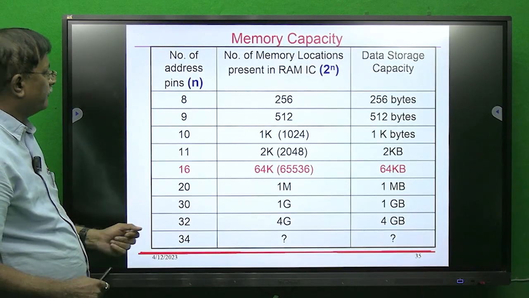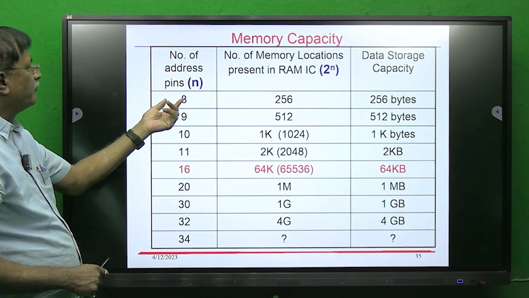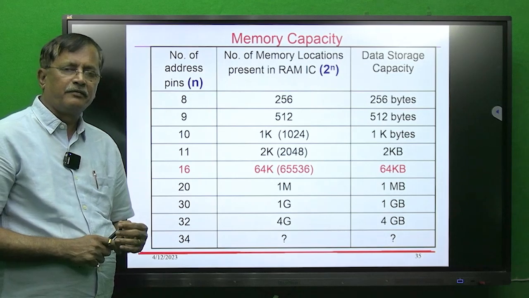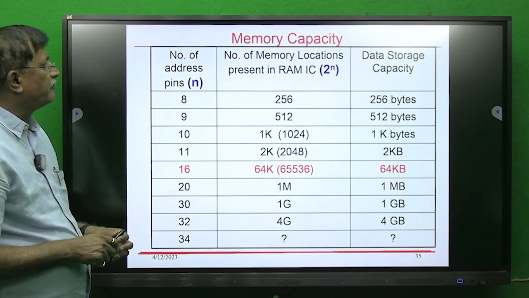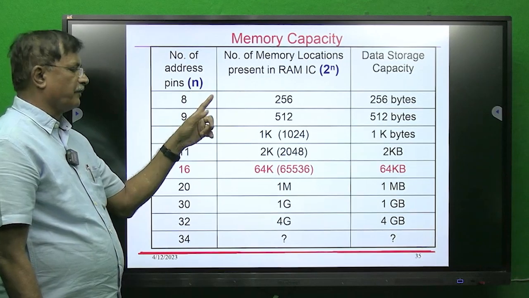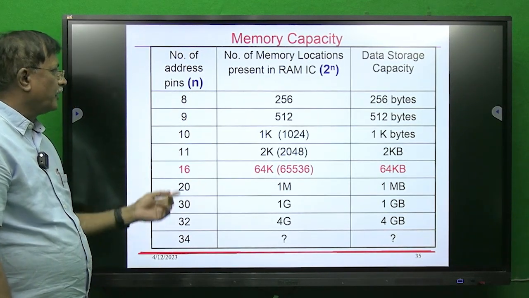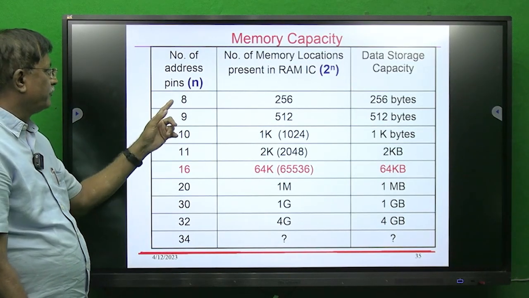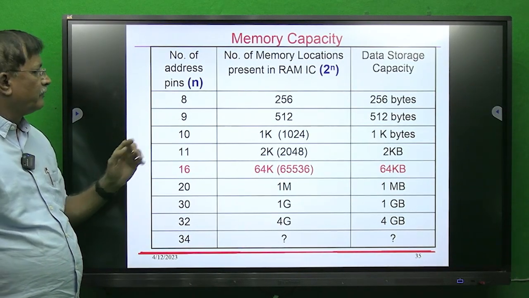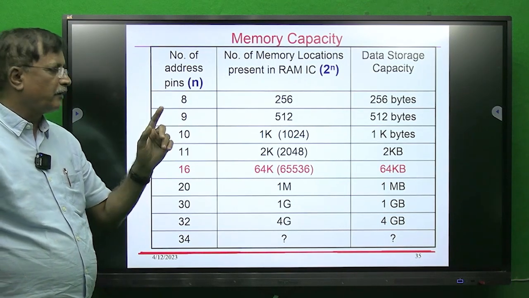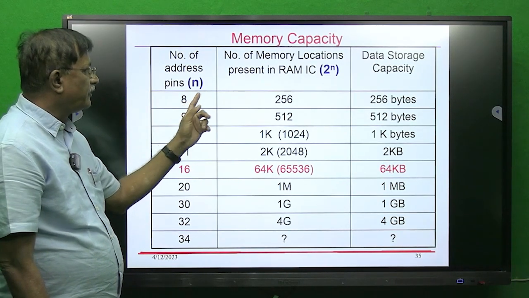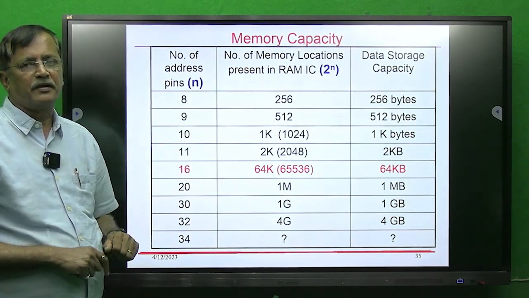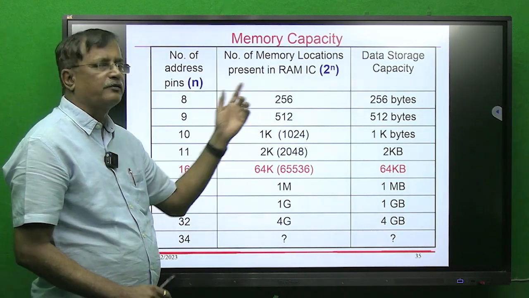Now if you look at this table, if you have n number of bits of address, suppose address pins are 8, the processor is giving an 8-bit address. So what will be the capacity of the memory IC? It is 2 raised to n. N means the number of address pins. How many bits of address does the processor give? Suppose the processor is giving an 8-bit address, the 8-bit address will be decoded. So that is 2 raised to 8, which means 256 memory locations will be there in the memory IC. The memory capacity will be 256 only.